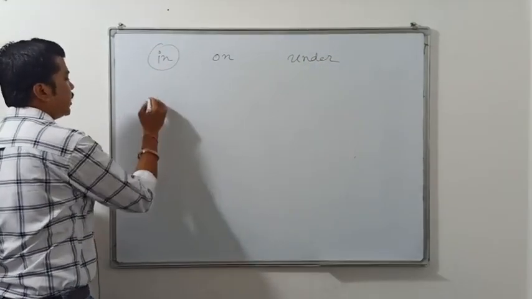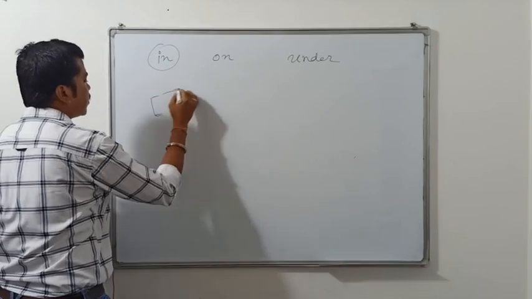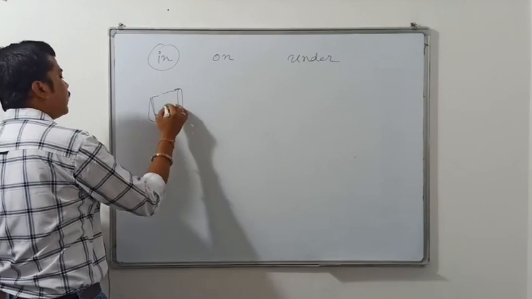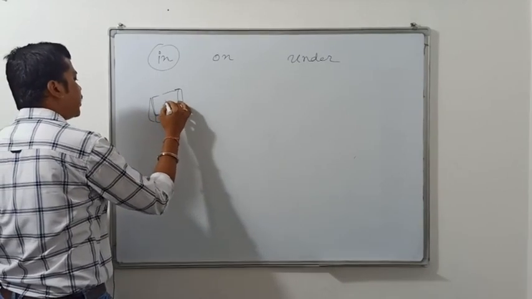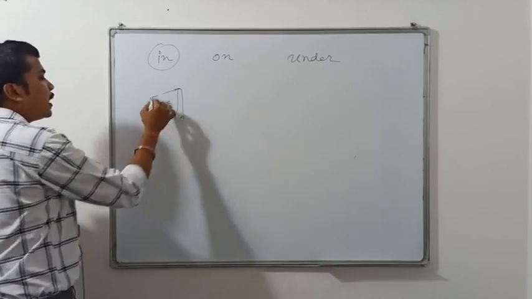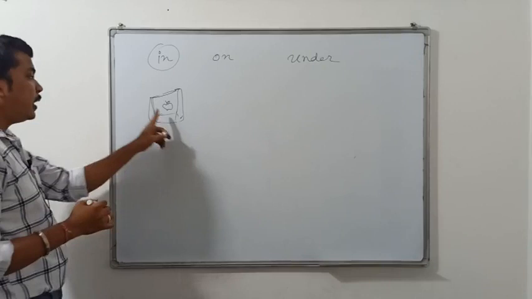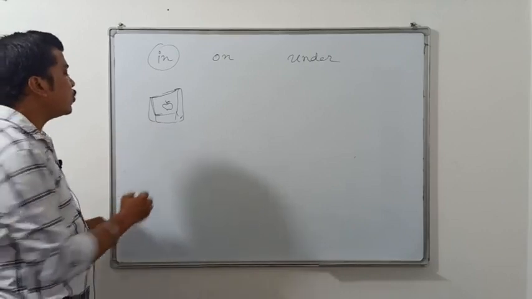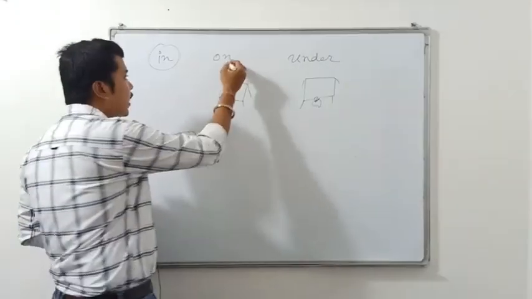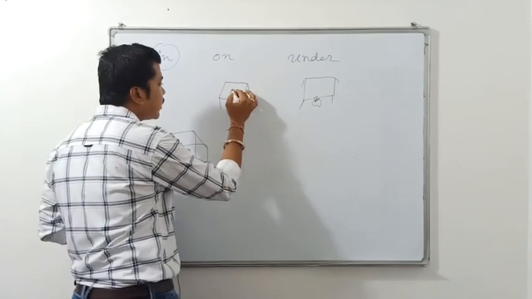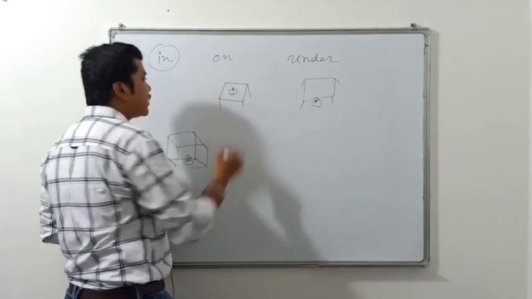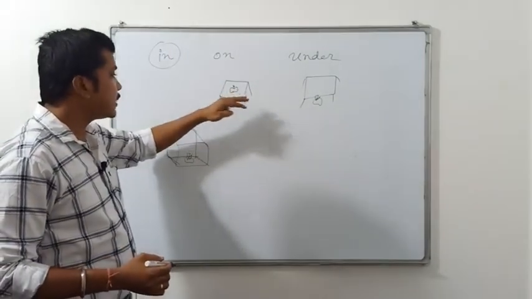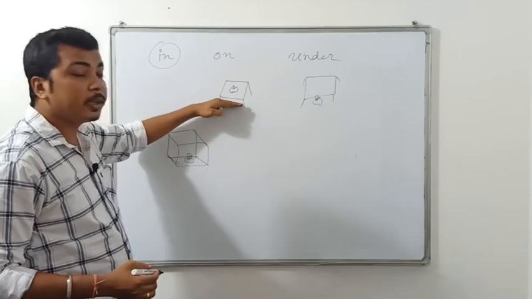In means inside. Suppose it is a box. Now if I put an apple inside it, what can I say? The apple is in the box. We use in when the object is completely inside. And on, here on means if the apple is placed here, then you can say on. On means in Hindi upar. So when an object is placed in this way we use on.